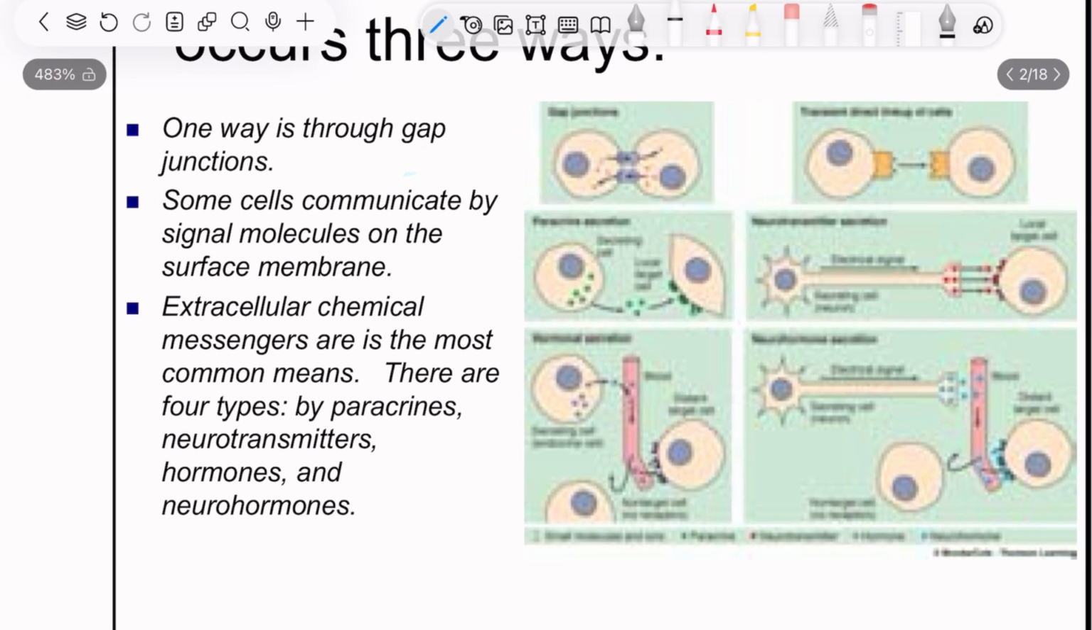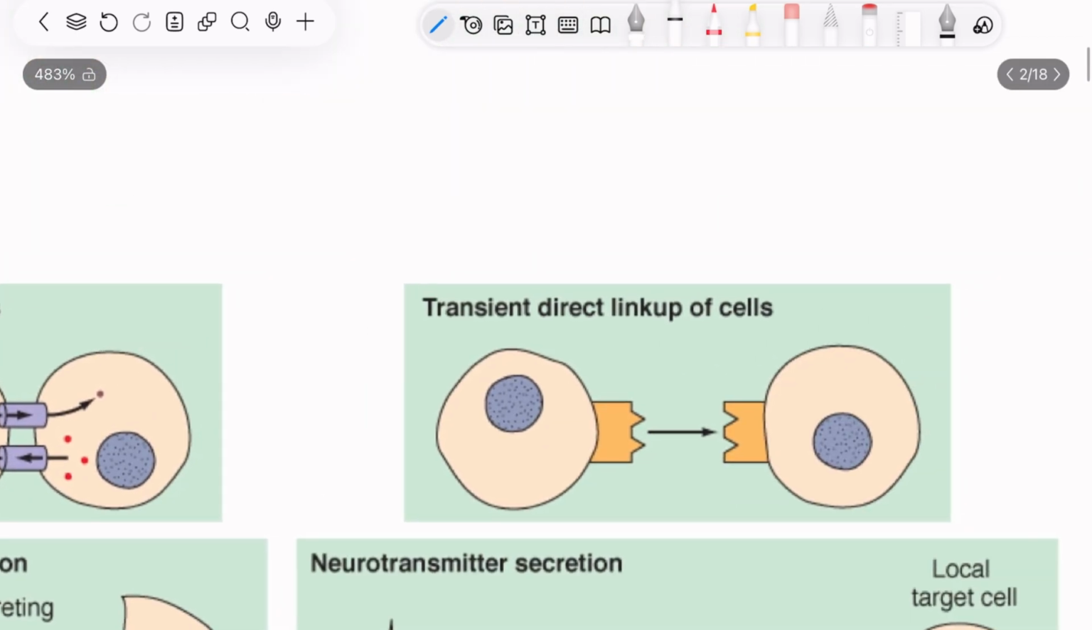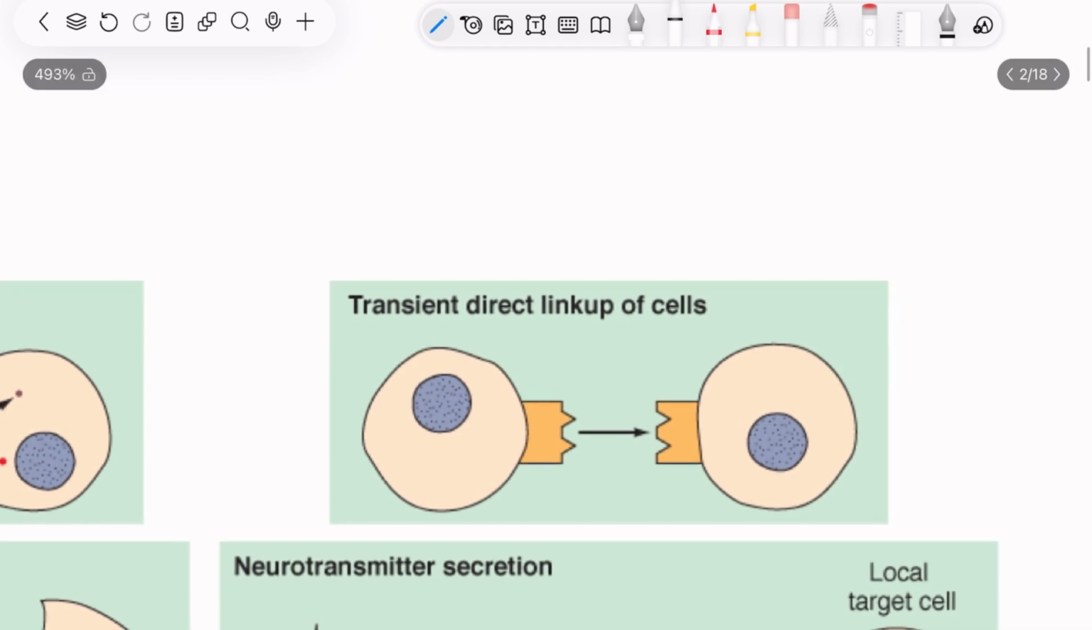Some cells communicate by signal molecules on the surface membrane. So when we say that some cells communicate by signal molecules on the surface of a membrane, it means that one cell uses specific molecules on its surface to send a message to another cell. These molecules on the surface are recognized by receptors on a nearby cell, allowing the cells to communicate.